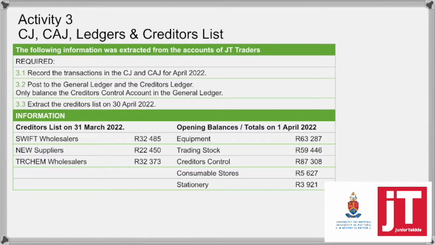We have to post to the general ledger and the creditors ledgers, and we have to only balance the creditors control account. And then number 3 says extract the creditors list. In other words, compile the creditors list. They give us the creditors list for last month. That is our opening balances for the current month. And they give us opening balances or totals on the 1st of April. And that relates to the general ledger.